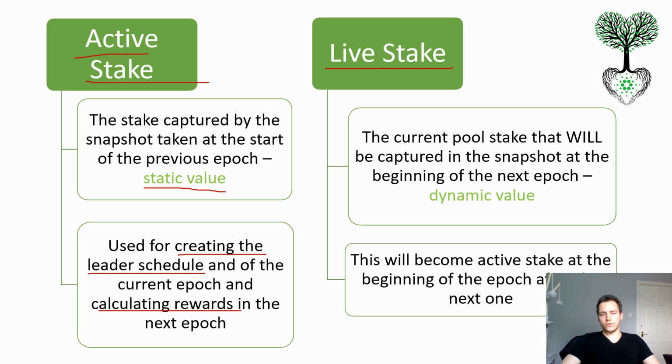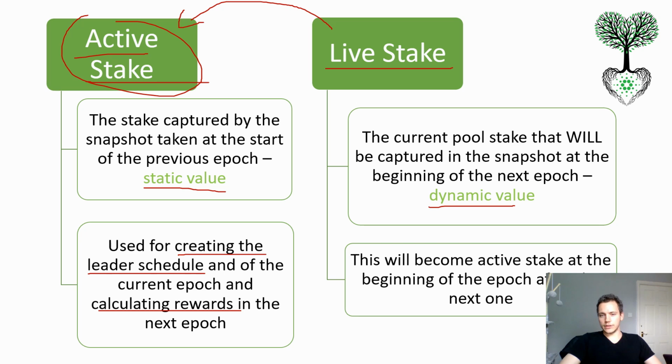The live stake is, on the other hand, a dynamic value, because you can think of it as the absolute current stake of a stake pool. So it is the stake that will be captured in the next snapshot. That means that if you get a new delegation right now, it will change your live stake. It won't affect your active stake, but if that delegation stays there until the end of the epoch, then it will become active stake in the epoch after the next one, as we talked about a little earlier.